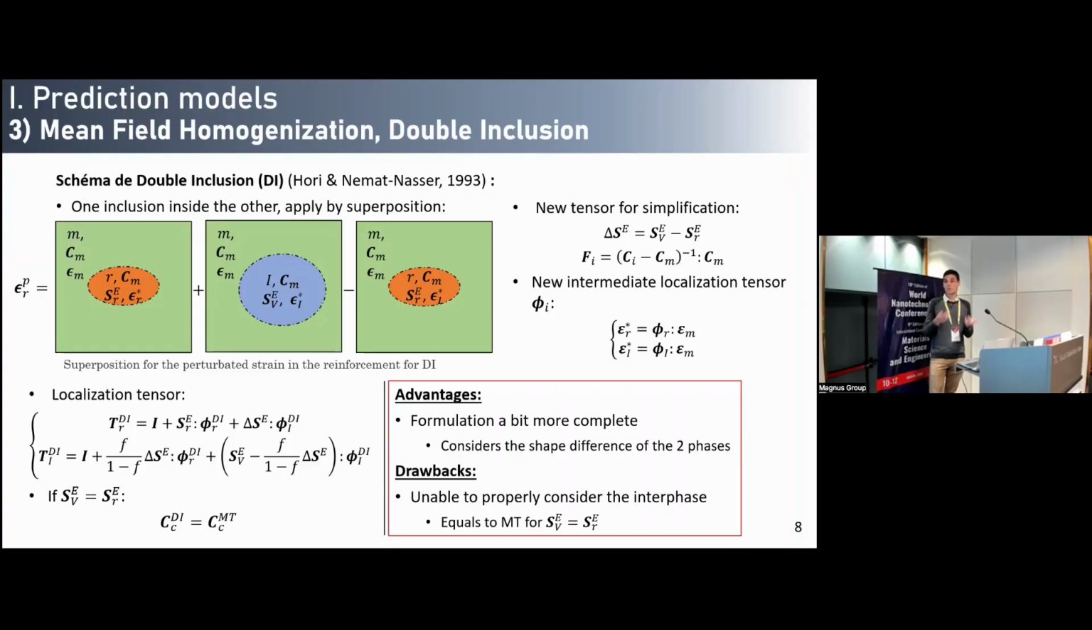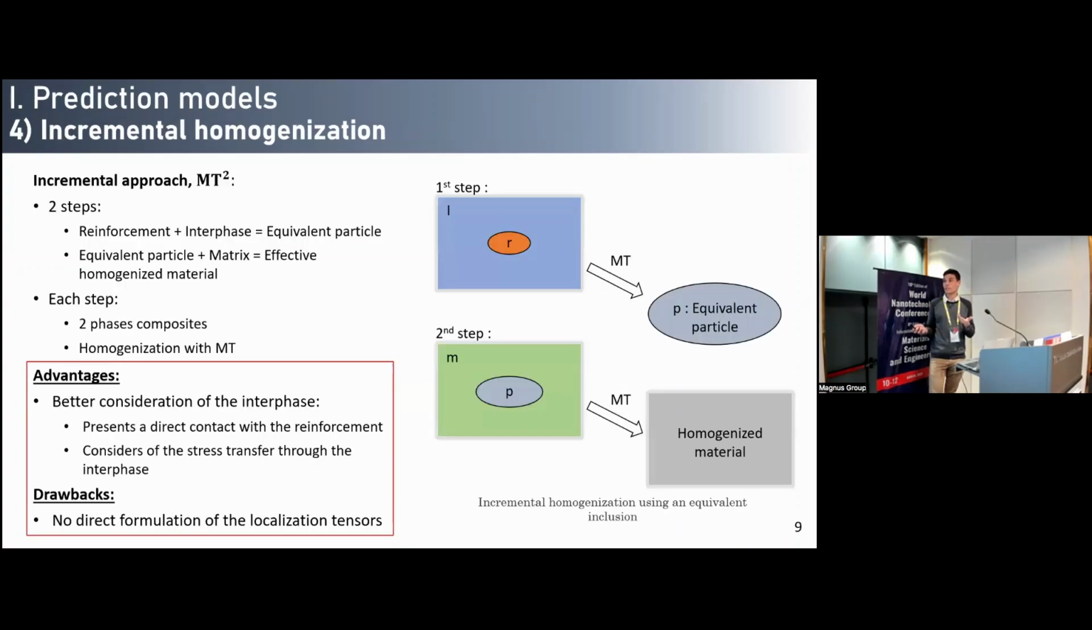It's widely used in nanocomposite studies, and it considers the difference in shape between the two phases, so between the reinforcement and interface. However, it's still unable to properly consider the interface, and in the case where the shapes of the two phases are identical, it's equivalent to the Mori Tanaka chain, so it's still limited. This model is still limited.